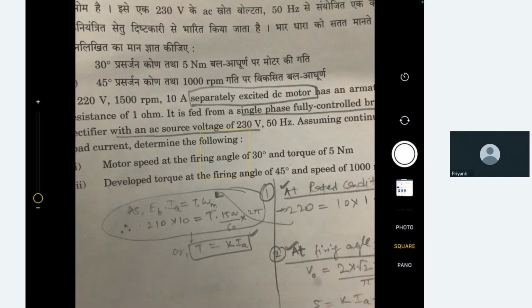Then the questions were very easy. Since 2019, the question level has increased. Now they are asking very difficult questions. Some questions are really difficult. From the communication side they are asking difficult ones, and from power electronics also they are asking difficult questions.